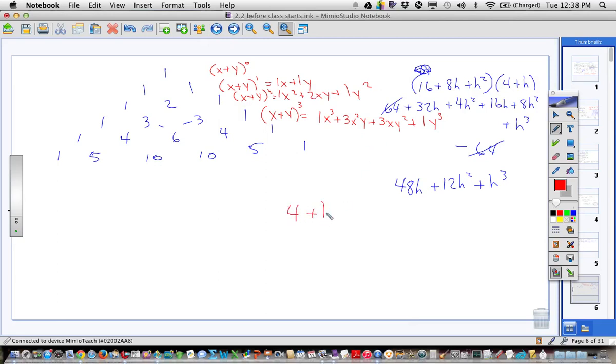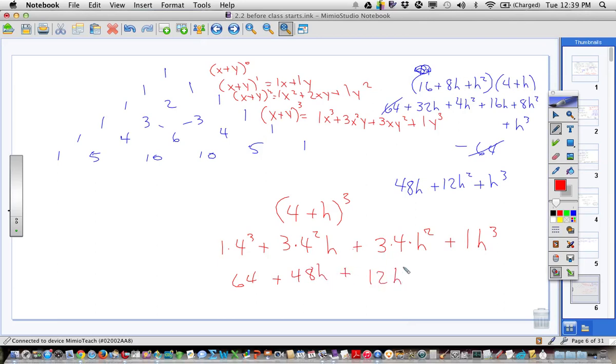So what would that look like if we do 4 plus h cubed? It would have been 1 times 4 cubed plus 3 times 4 squared h to the first plus 3 times 4 times h to the second plus 1 h to the third. Using Pascal's triangle, it would have been that. Well, 4 to the third is 64. 4 squared is 16 times 3 is 48. 12h squared, and 1h cubed. And you look at that, and you see that that's exactly what we had. Of course, once you subtract the 64, then you would be left with exactly what we had come up with. Okay, so that's something to have in your back pocket, I suppose, in case you ever needed that.